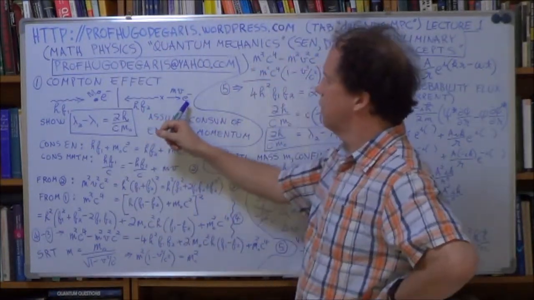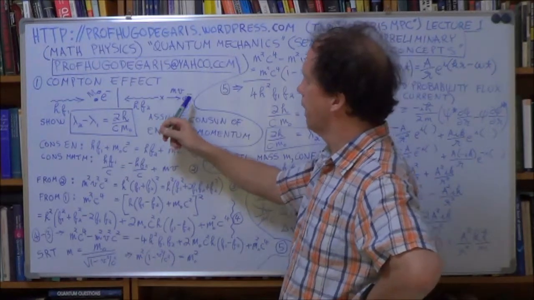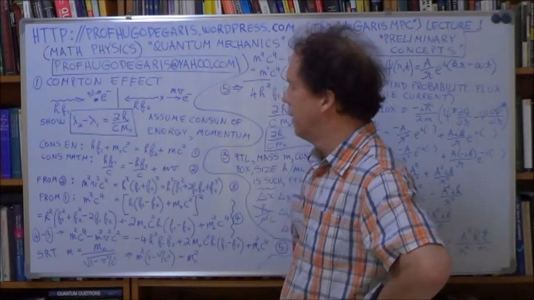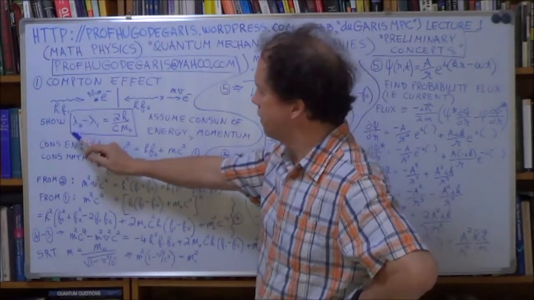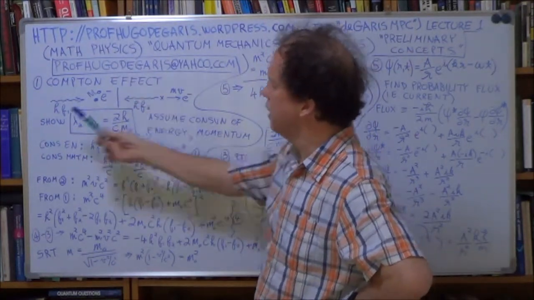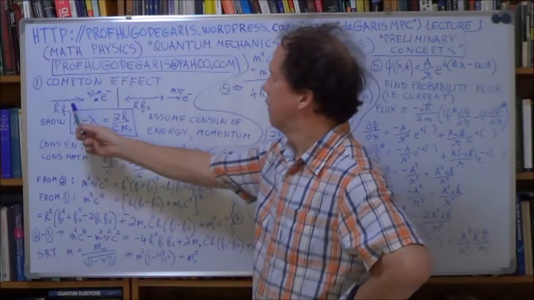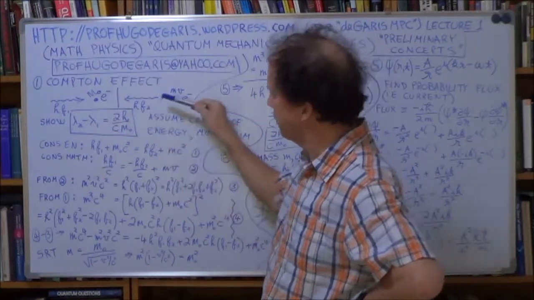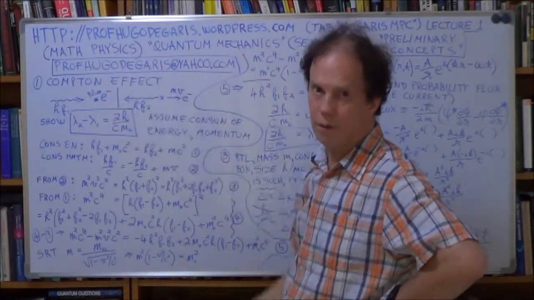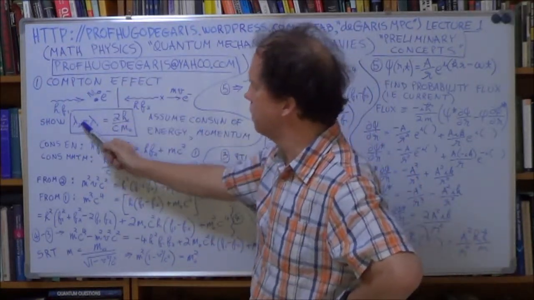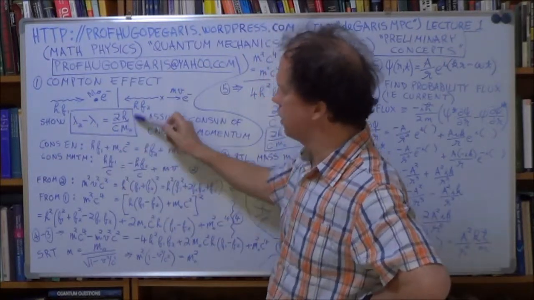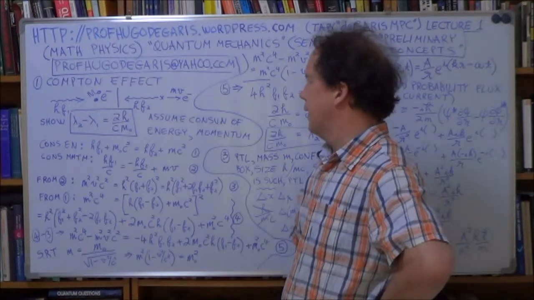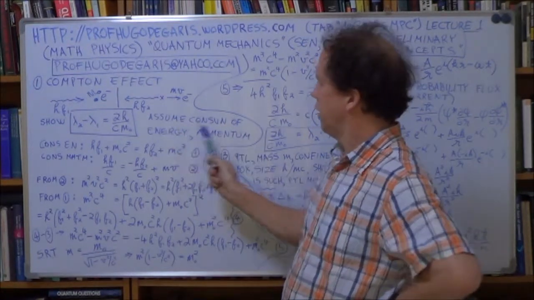So this electron is now moving at a velocity v, and it has a mass m. And you're asked to show that the difference between the incoming wavelength of your photon and the outgoing, the bouncing back wavelength, so the difference between these two wavelengths, is this quantity here, 2h over c m naught, assuming conservation of energy and momentum.